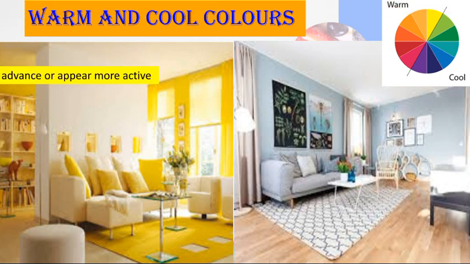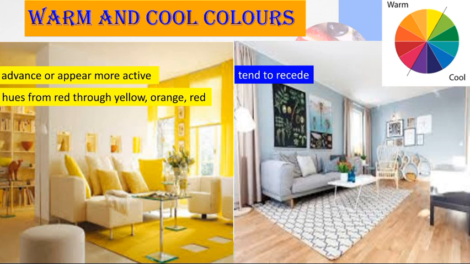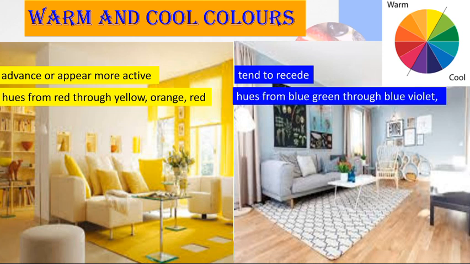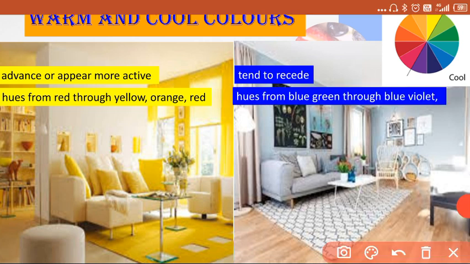So cool colors appear to advance and are more active. The warm colors tend to recede, and because they tend to recede, they give an impression of space. Hues from red through yellow, orange, red are all warm colors, whereas hues from blue to green are all cool colors. On the color wheel, the coolest color is blue, water. The warmest color is orange, fire. So fire is the hottest, sun hottest, and cool water.